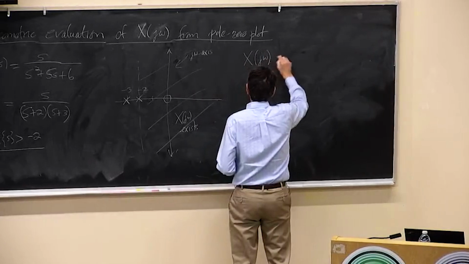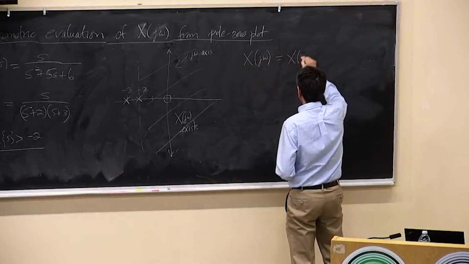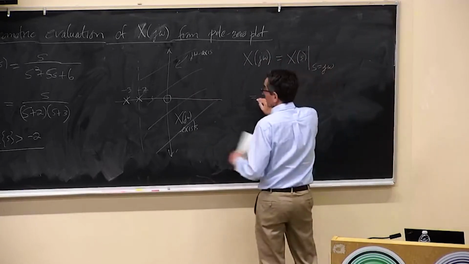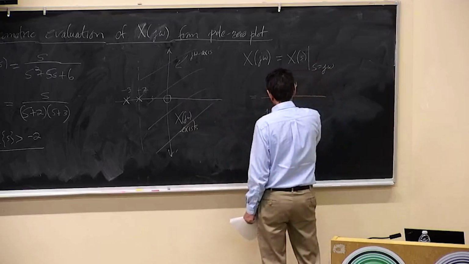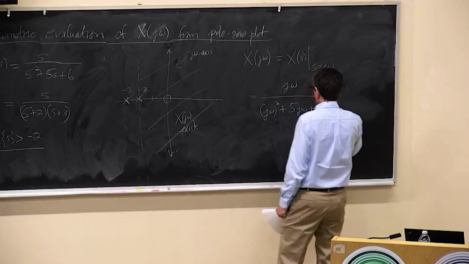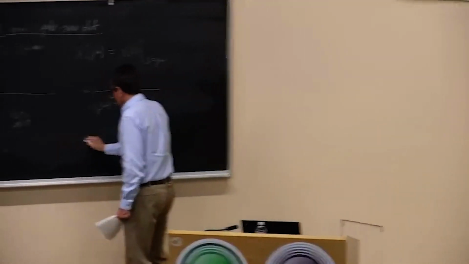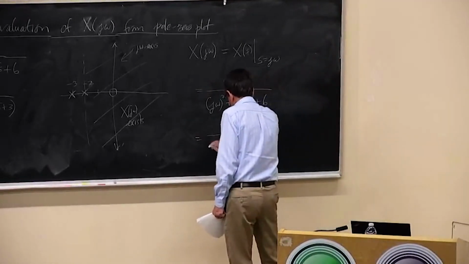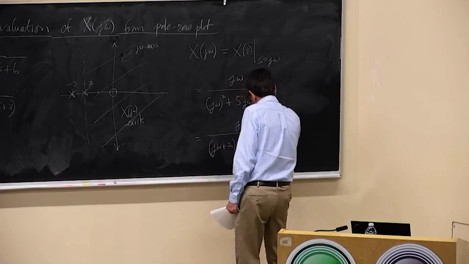X of j omega is X of s evaluated at s equal j omega, which is just going to be j omega divided by j omega squared plus 5 j omega plus 6. Or if I want to write it in factored form, which is going to turn out to be handy, it's just going to be j omega divided by j omega plus 2 times j omega plus 3.